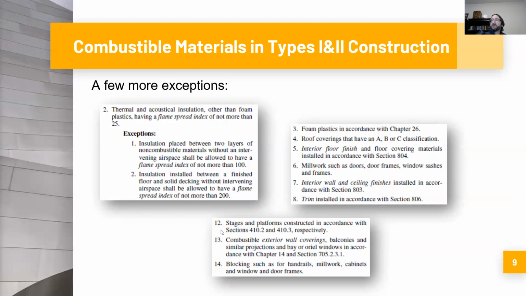Let's see, number 12, stages and platforms. 13, combustible exterior wall coverings. That's going to be things like your claddings. There are some exceptions that will allow wood siding and wood-based claddings on an exterior wall.